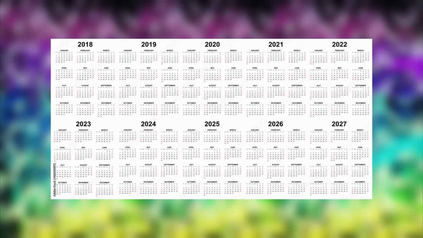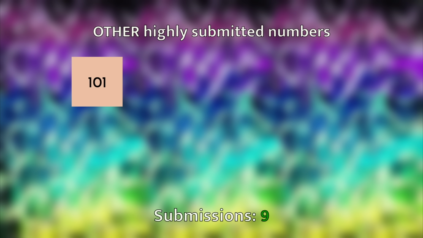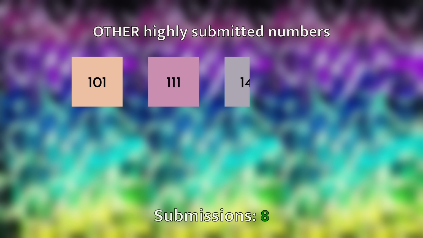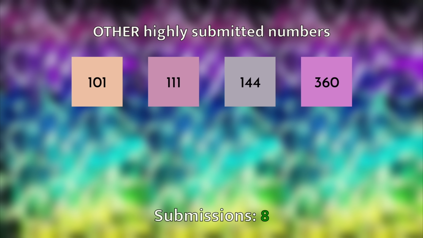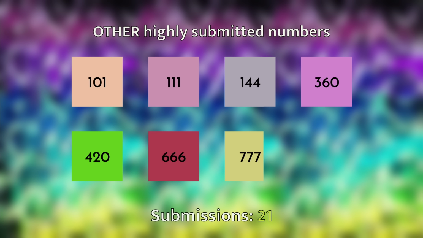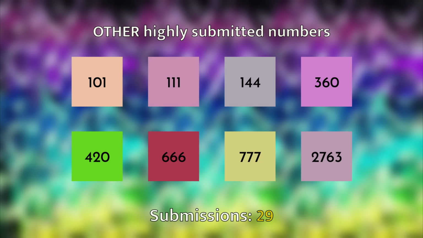Some people also submitted colors for years in recent memory, meaning we have averages for some numbers spanning from 2013 to 2025. None of which have any rhyme or reason, but it is interesting to see these all be sort of grayed out, except for 2023, which is a violent shade of yellow-green. Some of the other highly submitted to 3 or more digit numbers include 101 with a pale orange, 111 with a grayish pink, 144 with gray, 360 with a light pink, 420 with bright green, 666 with dark red, 777 with a desaturated yellow, and 2763 with a purple tinged gray.